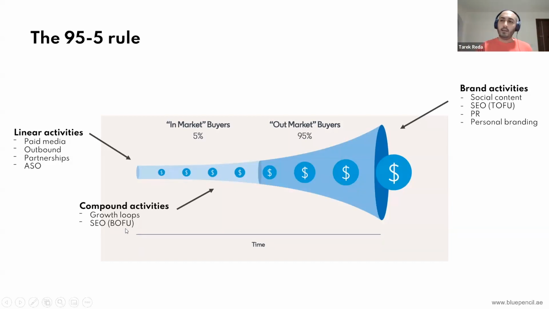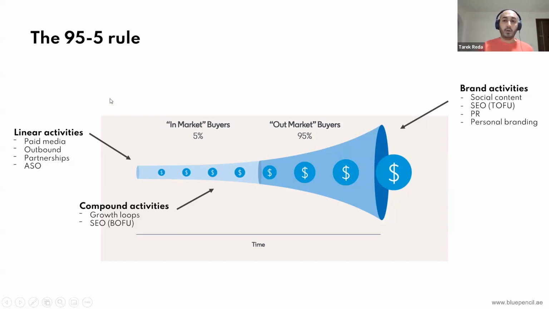You have other types of activities, like compound activities. These are things like your growth loops and your bottom-of-funnel SEO that can cater to that middle part of the spectrum. And then you have other activities, which you could call brand activities. These are purely serving the out-market buyers. That would be things like social content, top-of-funnel SEO, maybe PR activities, personal branding on LinkedIn. Let's say if you're a founder doing founder-led activity, these are all brand activities.